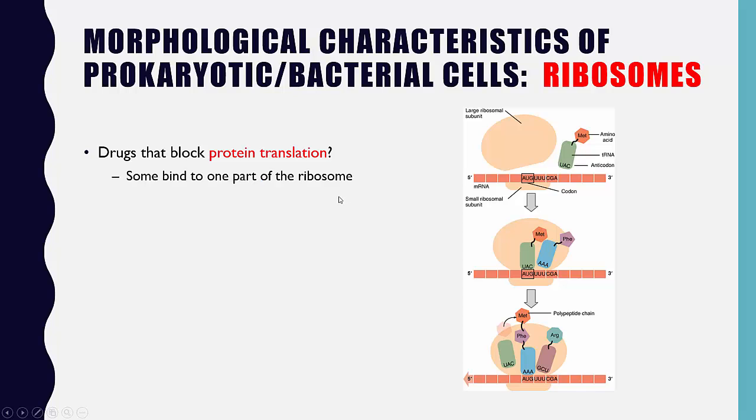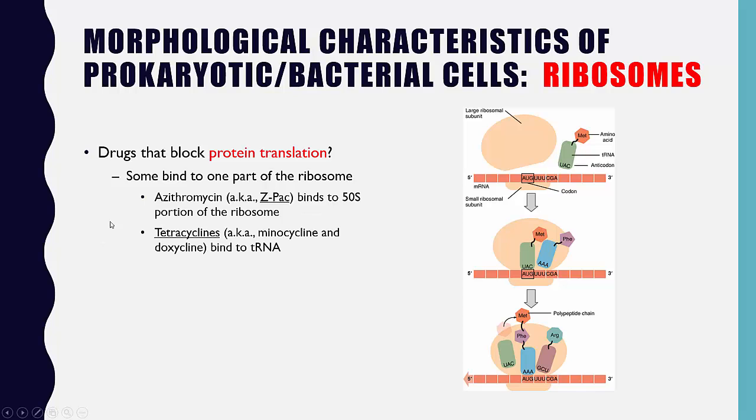Okay, so some of these drugs will bind to one part of the ribosome. For example, azithromycin. Okay, you know this is Z-Pak. Everybody loves the Z, don't they? Yeah, they love it because you kind of get it done, and compliance is pretty good with the Z-Pak, especially with little kids. And relatively the side effects are rather low, and this attaches to the 50S portion of the ribosome, which is something that human cells don't really have, so it's not a problem.